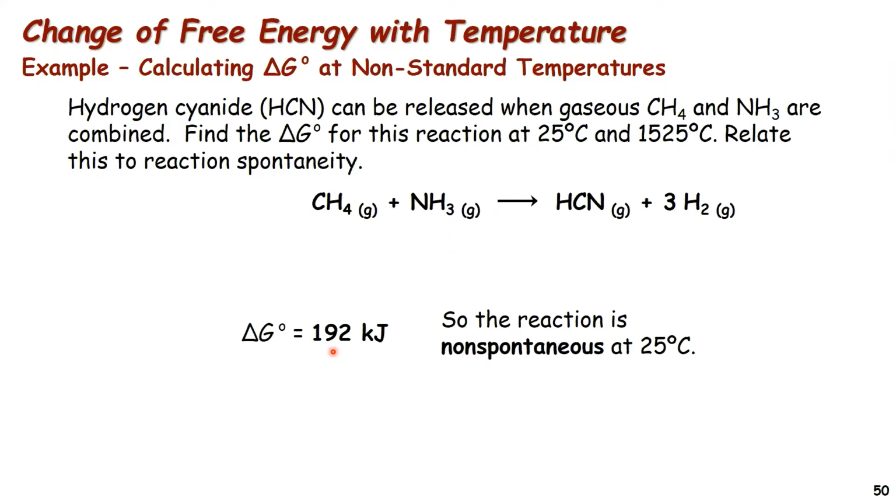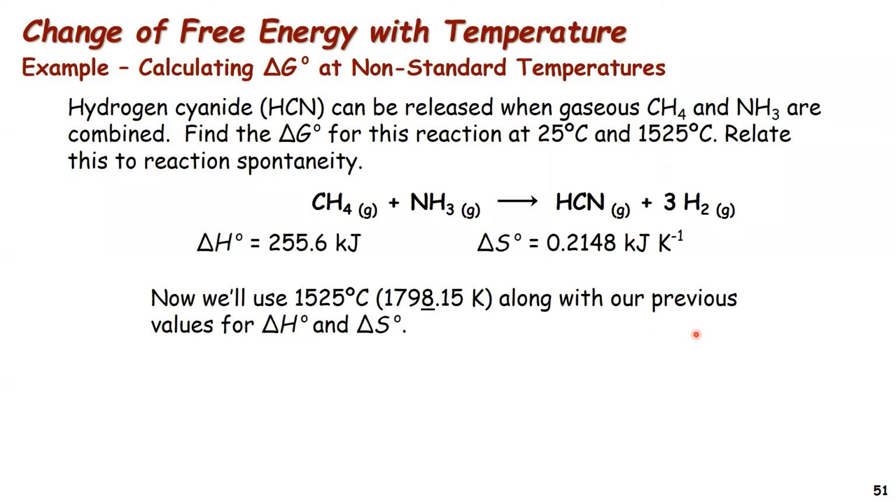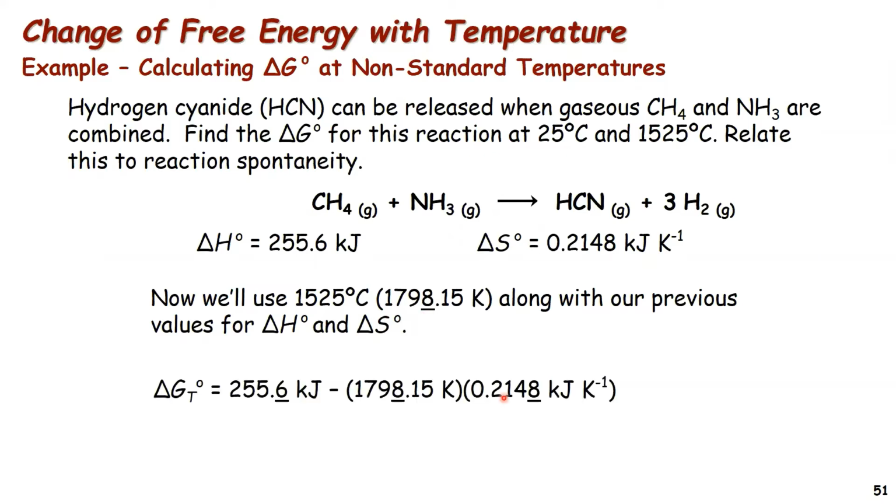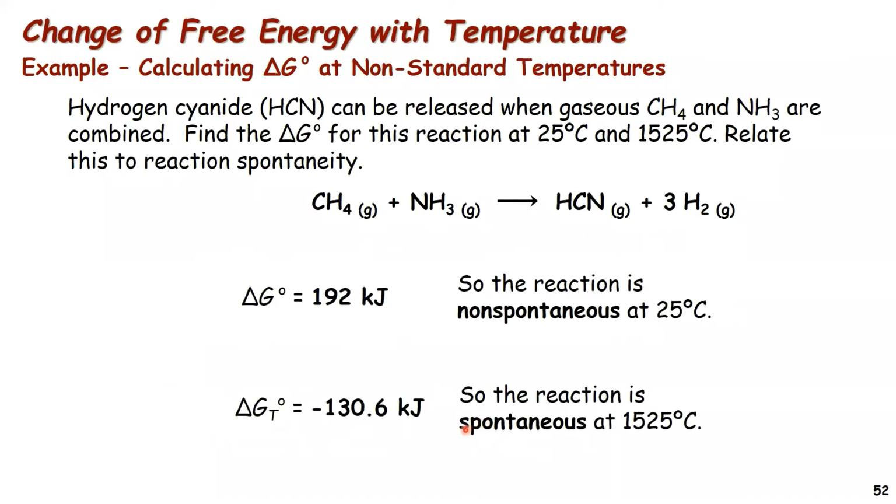But let's do it again at 1,525 degrees Celsius. Again, it has to be in Kelvin, so we're going to add 273.15 to that. So it's going to be 1,798.15 Kelvin. Plug it into our equation. Okay, that's going to give me a value then of negative 130.6 kilojoules. So again, now we see we have a negative value. So now it's going to be spontaneous.